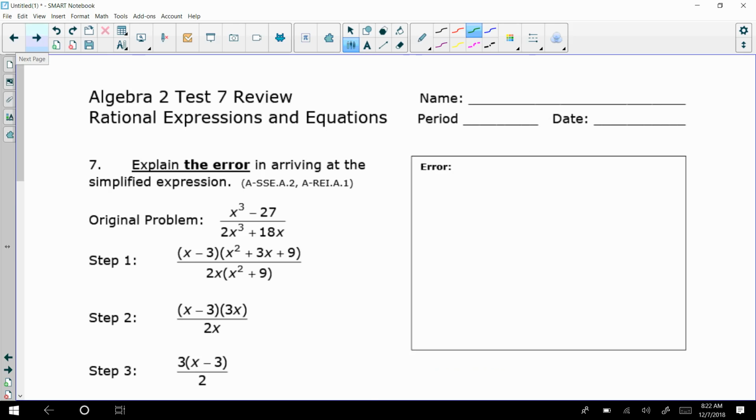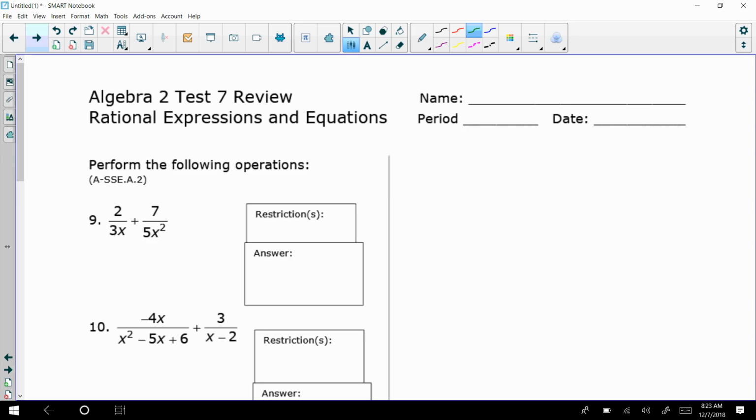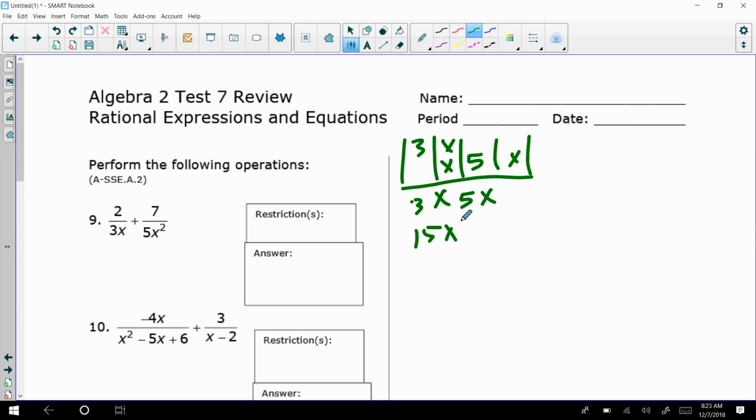Let's see what we got here. This is the problem I just did. So here's another one. We have to add. So in order to add, we have to break down the bottoms. So for number 9, we go like this. My bottom is 3 and x. I'm going to have 5, x, and x. So that means my LCD is 3, x, 5, x, which ends up being 15x squared.